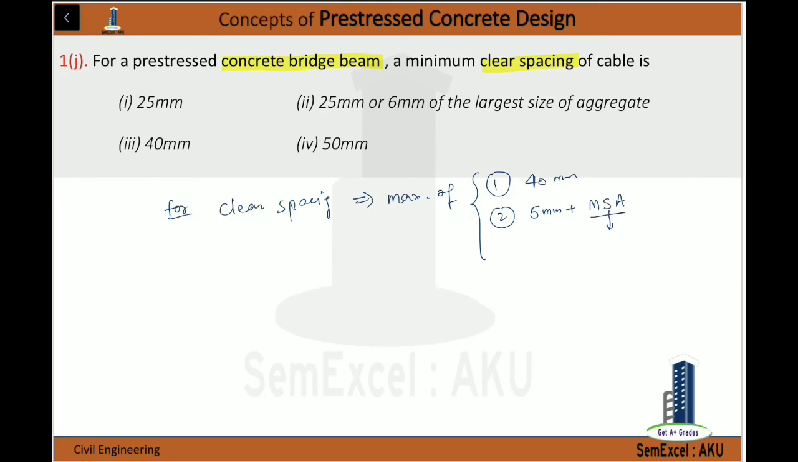So in the question, the first option is 25 mm, which is not correct. Second is 25 mm or 6 mm of the largest aggregate, this is also not correct. Third is 40 mm, fourth is 50 mm. Here in this question the maximum size of aggregate is not given. It means they want to ask only this value. So the third option will be the correct option, 40 mm.